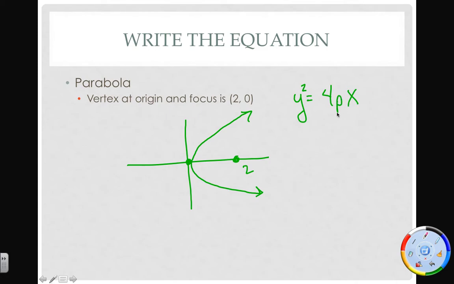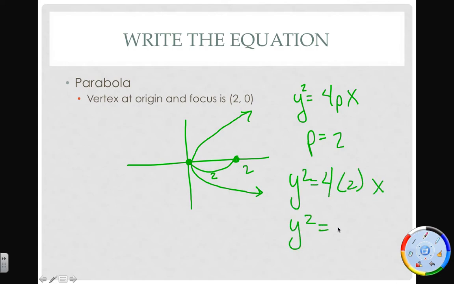I need to figure out what the p-value is, and the p-value is just the distance from vertex to focus. Well, that distance is 2. That's super nice, right? P is 2, and therefore y squared equals 4 times 2x, so y squared equals 8x. And that would be the equation that would create this graph. Okay, parabolas, pretty simple, not too big of a deal here. Let's go ahead and move on to an ellipse.